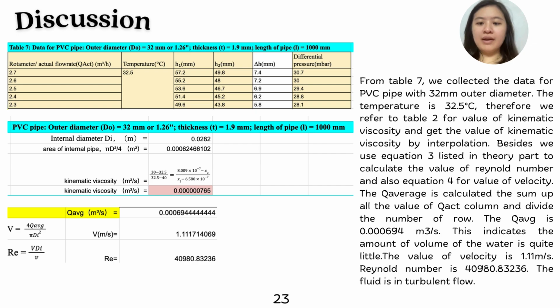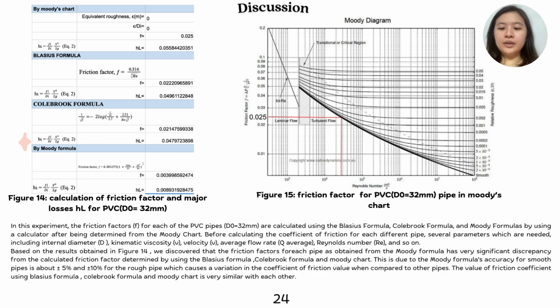For table 7, we collected the data for the PVC pipe with 32 millimeter outer diameter, and the temperature is 32.5. So we use interpolation to find the kinematic viscosity, and also the velocity is 1.11, and Reynolds number is 40980. So the flow is turbulent. Figure 14 shows the calculation of friction factors and major losses, and figure 15 shows the friction factors on how we determine them in the Moody's chart.